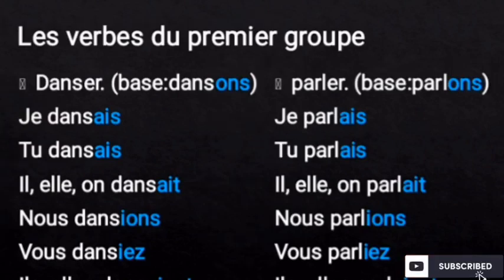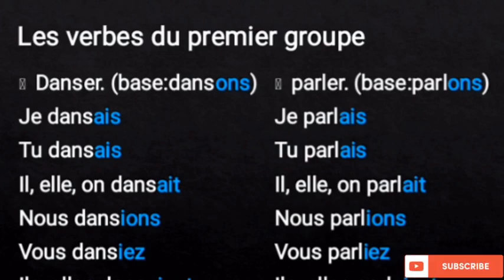Having looked at the auxiliary verbs, let's deal with the first group verbs. First group verbs in French generally end in ER, and we have a plethora of them. We have danser here, we have parler. You can see them conspicuous with the blue sign there. We have nous dansons, nous parlons. We remove the ONS. We have je dansais, tu dansais, il, elle, on dansait, nous dansions, vous dansiez, il, elle dansait. For parler, je parlais, tu parlais, il, elle, on parlait, nous parlions, vous parliez, il, elle parlait.